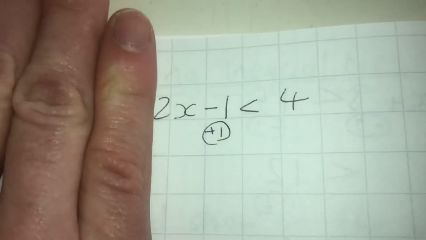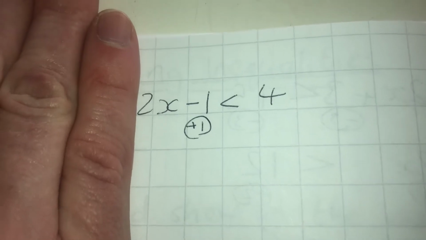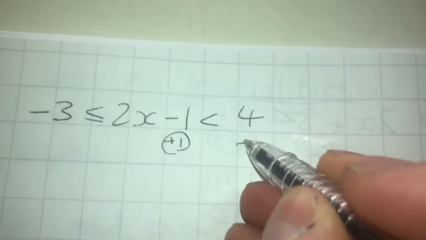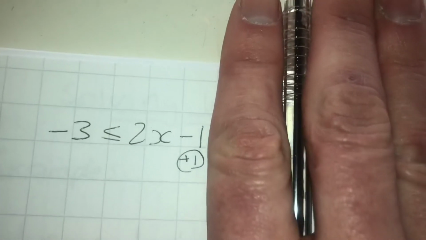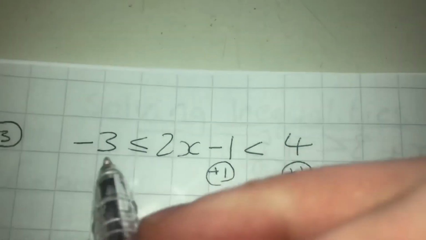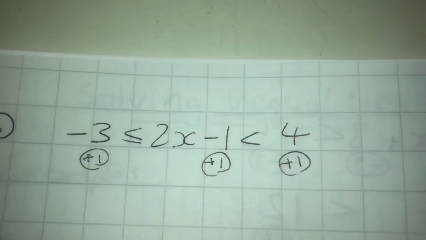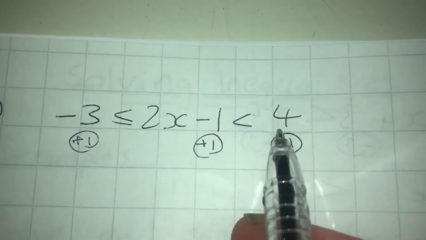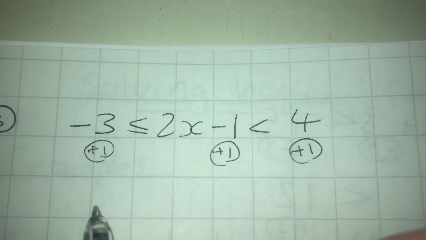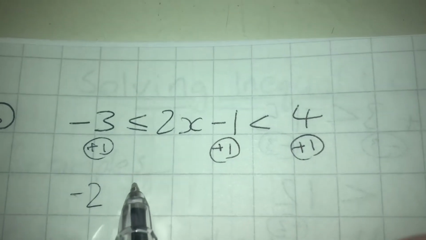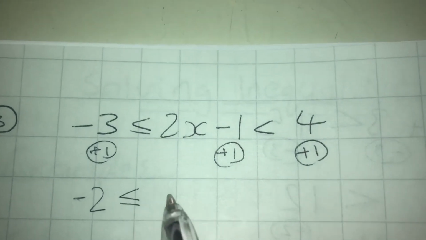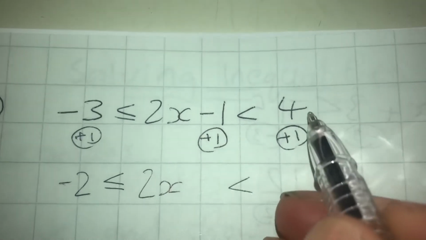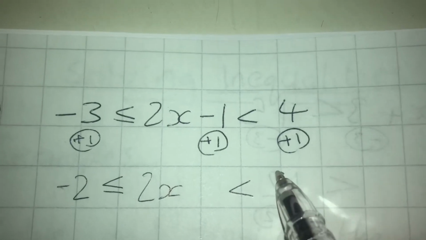Okay, if I was to ignore that side just for a minute and I just treat it as if it was 2x minus 1 is less than 4, I would just be adding 1 to this side as well. But because we also have that side, I have to add 1 over here as well. Okay, so we're just adding 1. Whatever we're trying to get rid of in the middle, we'll make sure we're doing to both these sides as well. So minus 3 plus 1 is minus 2. It's less than or equal to 2x. Minus 1 plus 1 is 0, so it's gone. 2x plus 1 is 5.